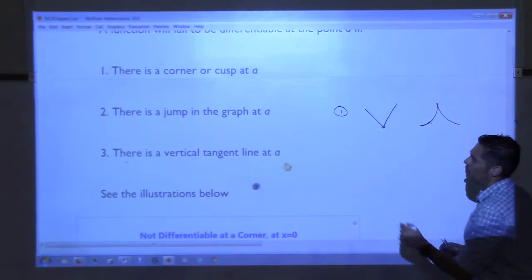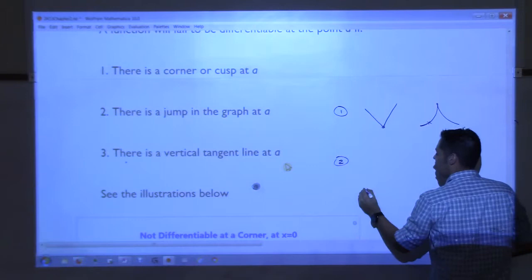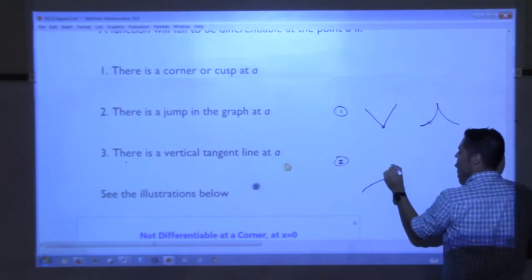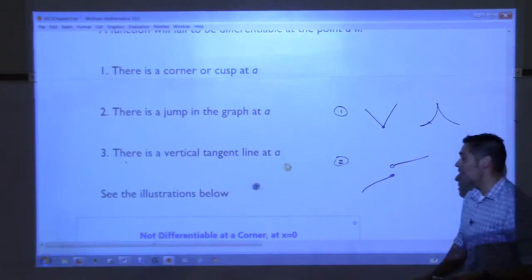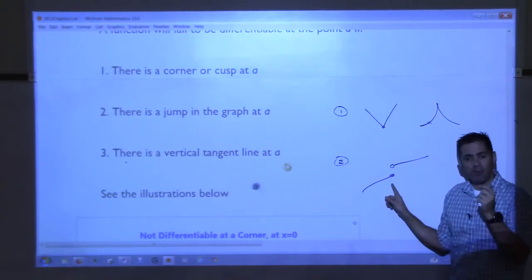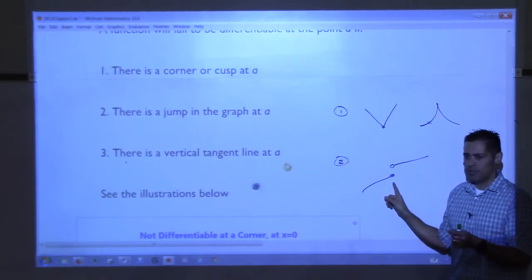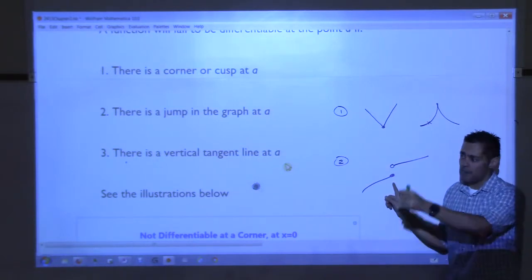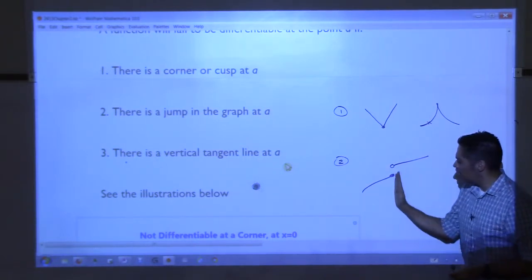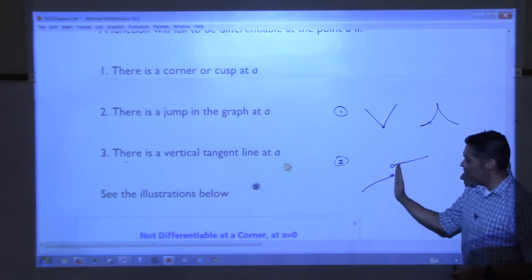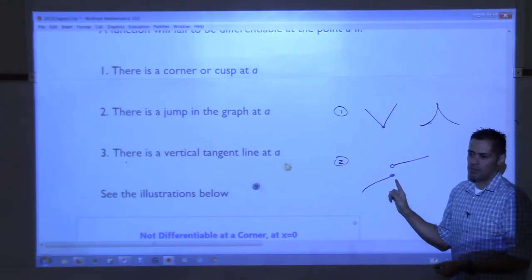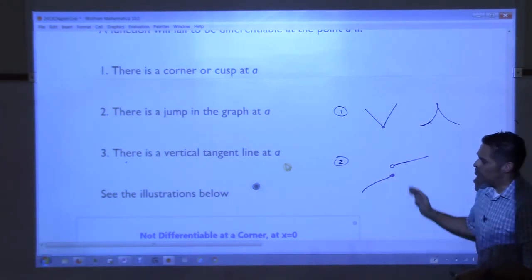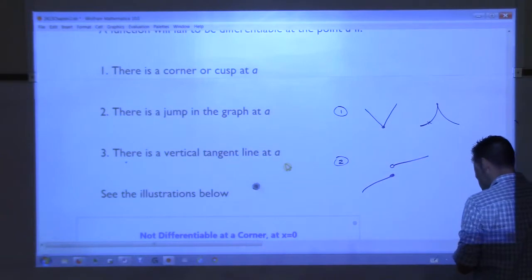All right, part 2, anytime there's a jump in the graph. If we have a graph like this, and it jumps, it's not differentiable at that jump. The reason is that if it were differentiable, it would have to be continuous. That theorem said differentiability implies continuity. So if you tried to convince me that it was differentiable here, my argument would be differentiability implies continuity, and this is not continuous. So jumps.